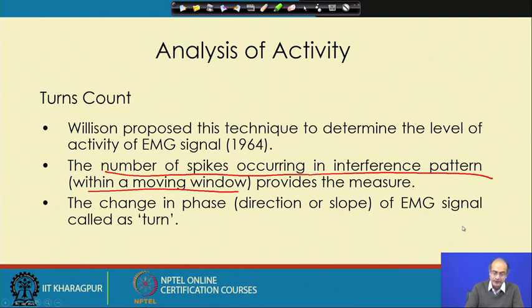Now, here what is important, if we want to get a definition of it, we are actually looking at the number of times the phase is changing, or in more simple words, the direction or the slope of the signal is changing. Okay. Then in every extrema, whether we look at the maxima or the minima, there is a change in direction or slope. Okay. We can say that the slope changes sign. Okay. For the EMG signal, that is what they called the turn, and using that they wanted to get the amount of activity happening in the EMG signal.